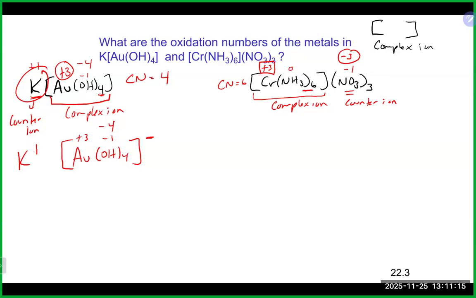And just like in an ionic compound, when you add up all the positive and negatives, it needs to equal 0. And that's what we get here. And that's why, again, we only need 1 counter ion of the potassium.